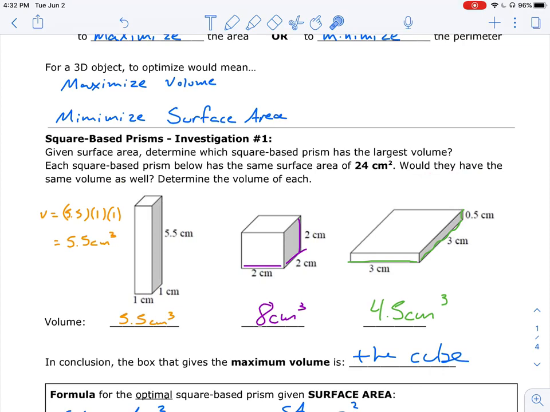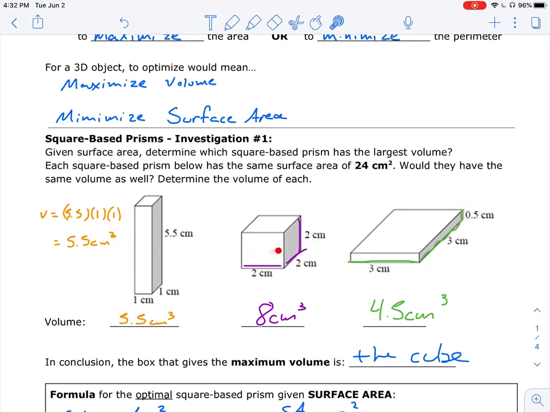Well, we know volume quickly to be length times width times height. So in our first example, length times width times height on this square-based prism would be 5.5 times 1 times 1, which gives us a volume of 5.5 centimeters cubed. Volume on this object here, 2 by 2 by 2, gives us a volume of 8 centimeters cubed. And our third object, we have 3 times 3 is 9, times 0.5, or halving it, would be 4.5.